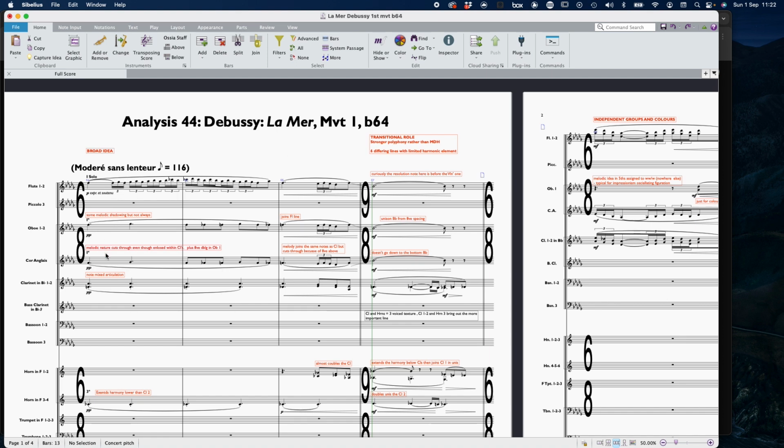Then with that, we've also got the cor anglais, which is just playing the oboe 2 an octave lower. So both of those combined. So this is without the clarinets. I'll just do the first thing. Hopefully you'll see that.